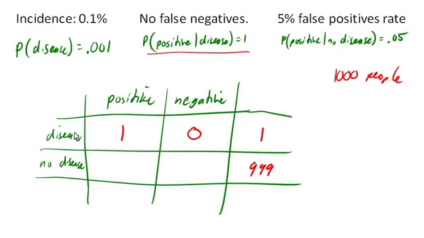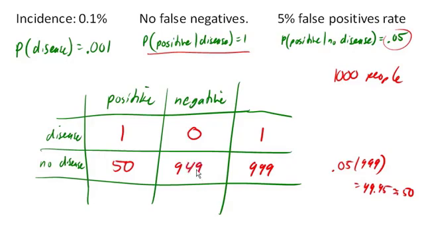But now, out of these 999 people who do not have the disease, we know that 5% of them are going to test positive. So 5% of our 999 people is 49.95, or about 50. So let's just call it 50. So 50 people are going to test positive who don't actually have the disease, and the other 949 are going to test negative. That leaves us 51 people testing positive for the disease.